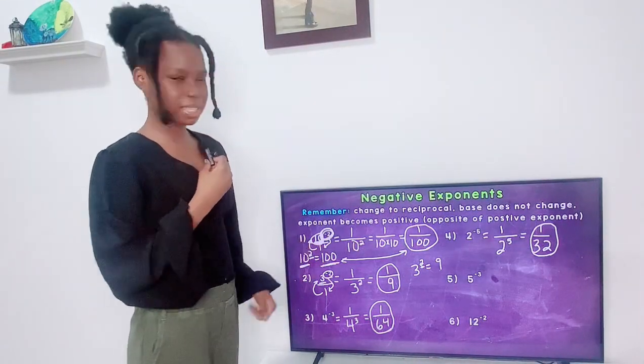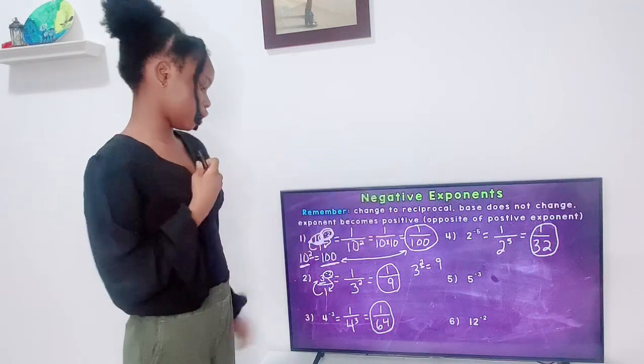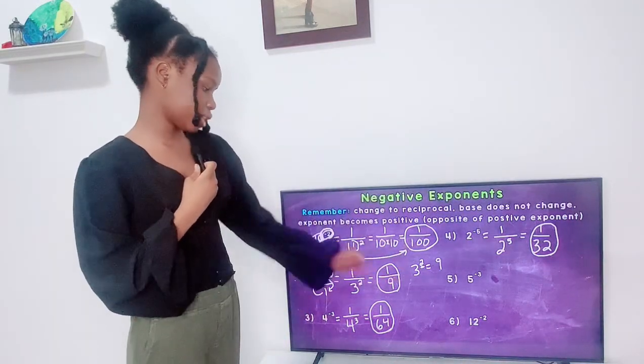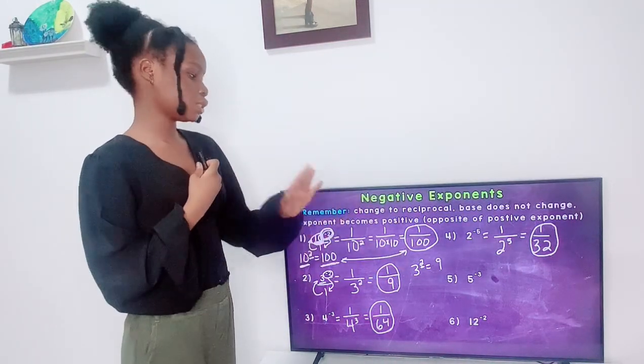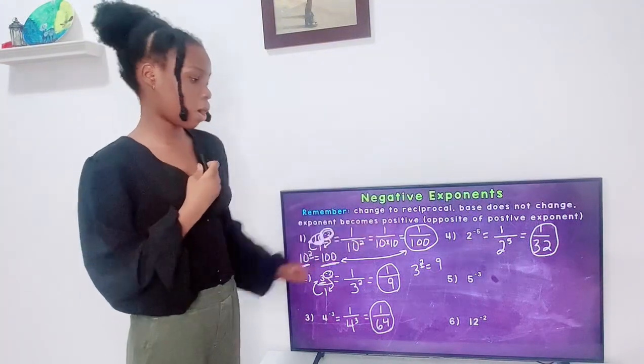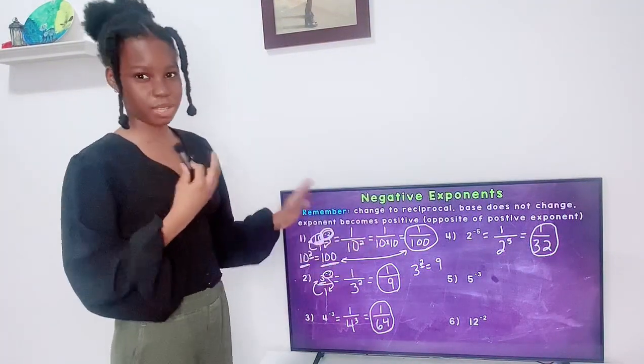And then for number 6, basically the same thing. The base does not change. So this 5, that 12, the base does not change. Exponents become positive. Okay, I think you guys already get the point.